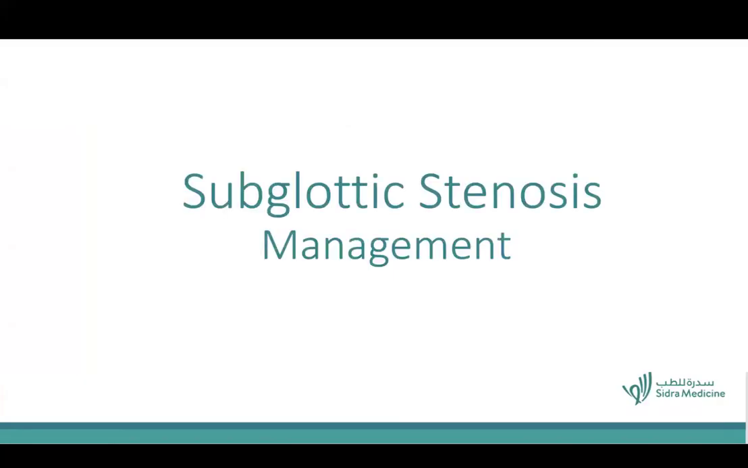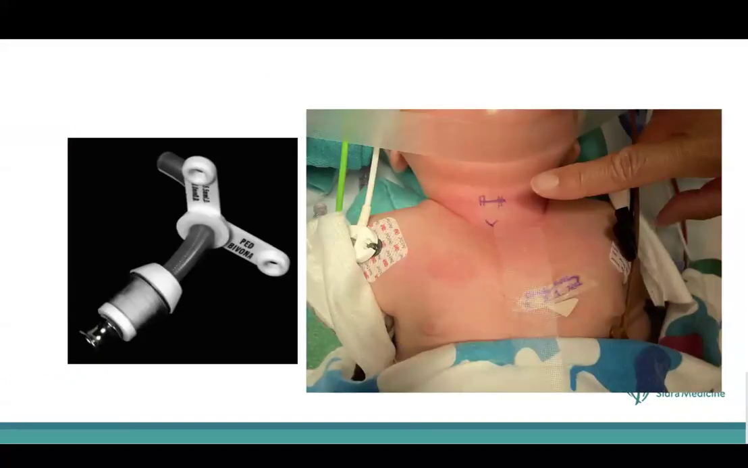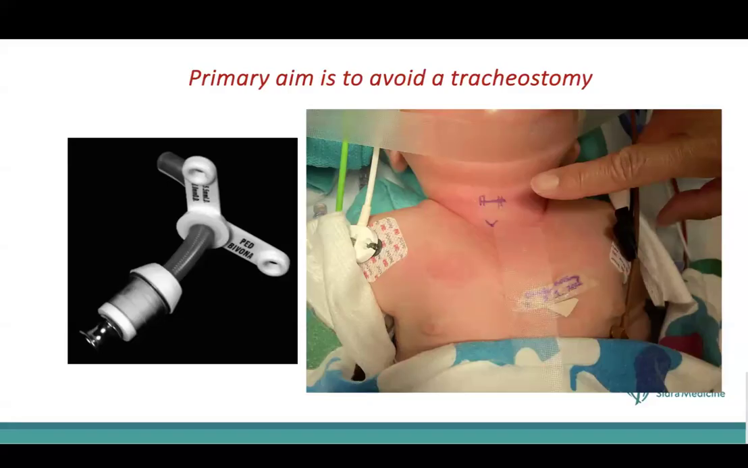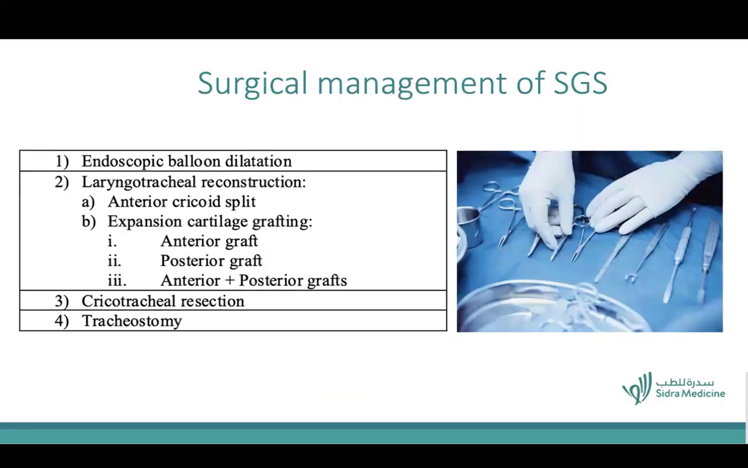Okay, so a bit about management of subglottic stenosis. The primary aim of managing a subglottic stenosis is to avoid a tracheostomy. Decades ago, this was the primary modality to manage these patients, where you just bypass the stenosis, go below it, and perform a tracheostomy. But in this day and age, our aim is to actually avoid a tracheostomy.